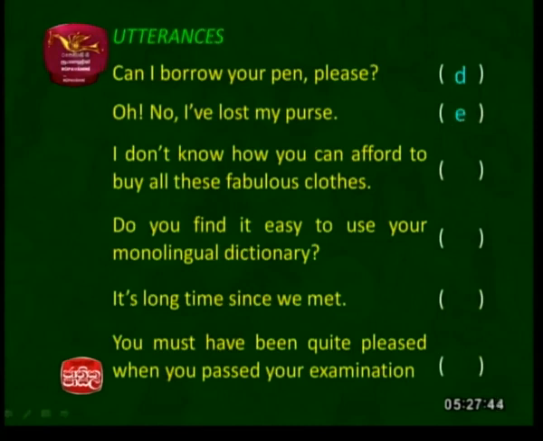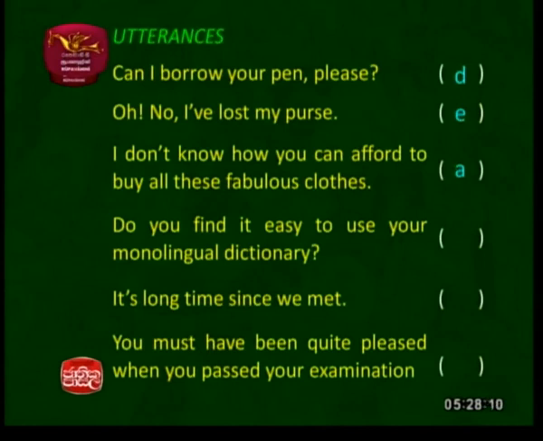එතකොට answer එක E එක තමයි well. You could have left it in the taxi. Yes. Taxi එකේ දාලා එන්න ඇති. Yes. I don't know how you can afford to buy all these fabulous clothes. මේ ලස්සන ඇඳුම් ගන්න කොහොම මුදල් තියනවද දන්නේ නැහැ. එතකොට මේකේ උත්තරේ එන්නේ A. Hopefully I am going to get a bonus this month. මේ මාසේ බෝනස් එකක් හම්බ වෙනවලු.